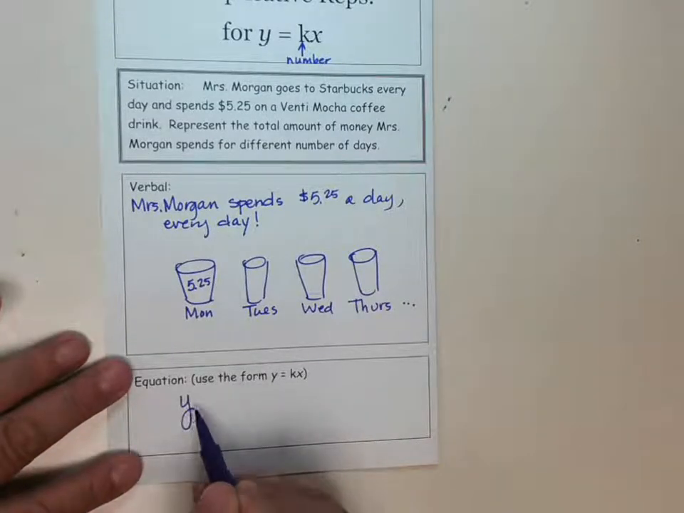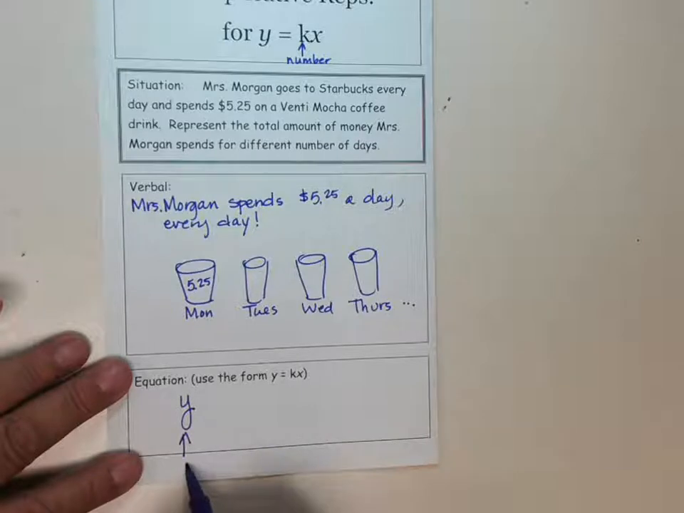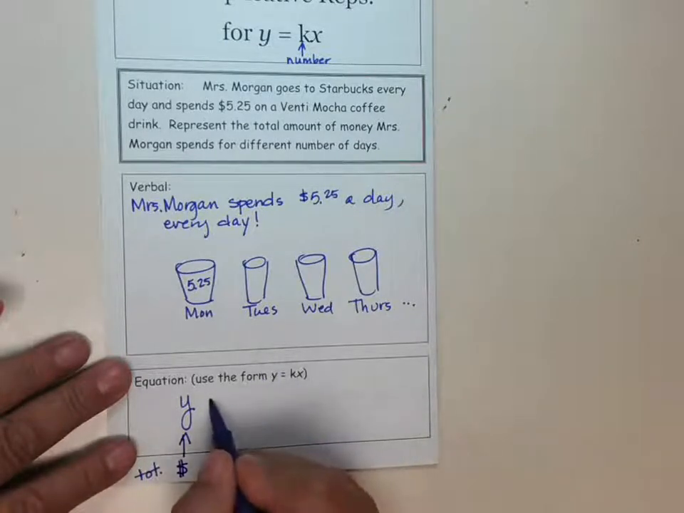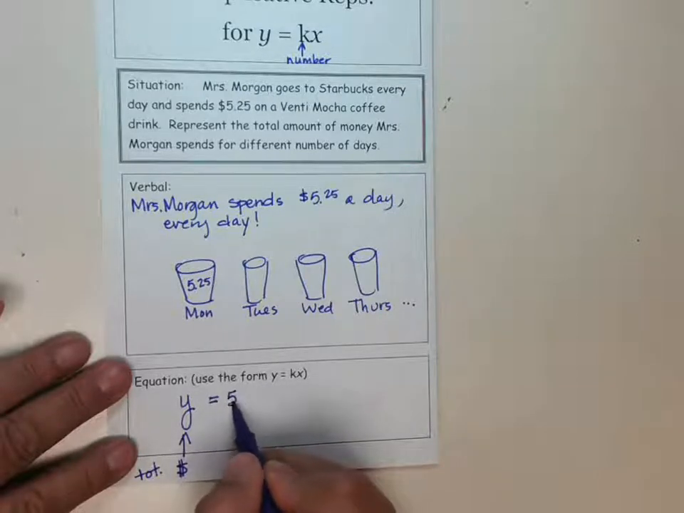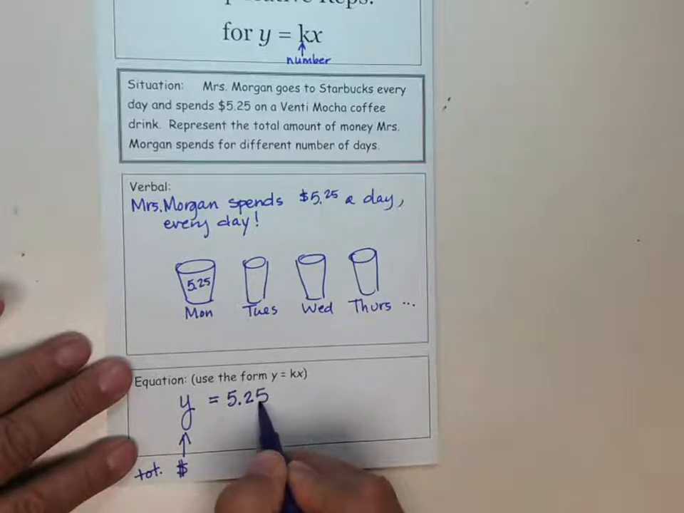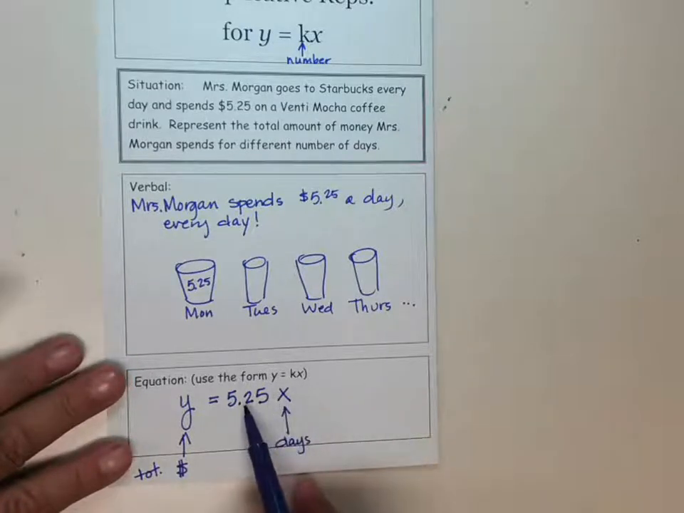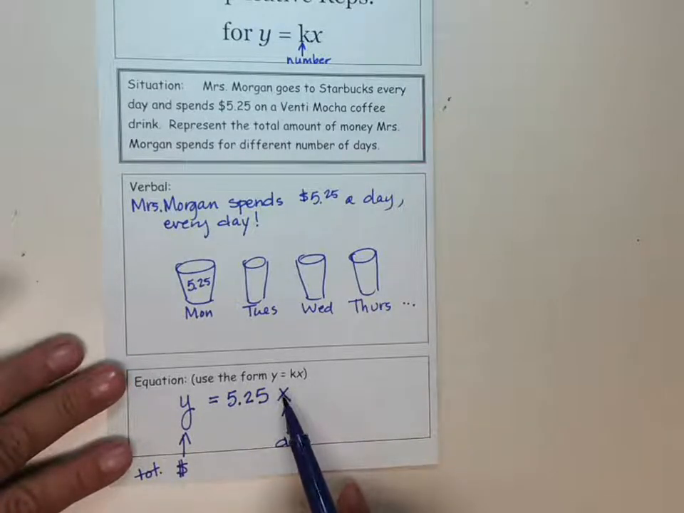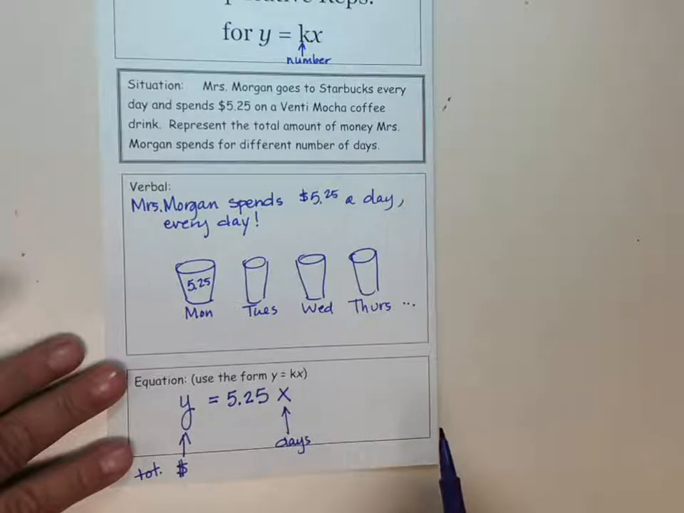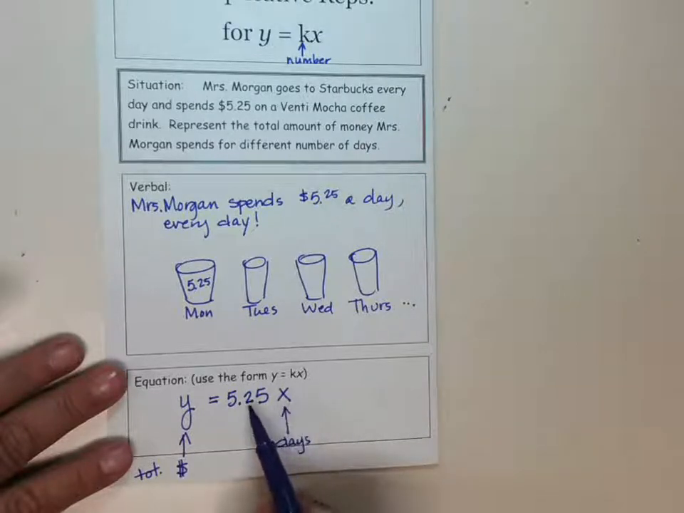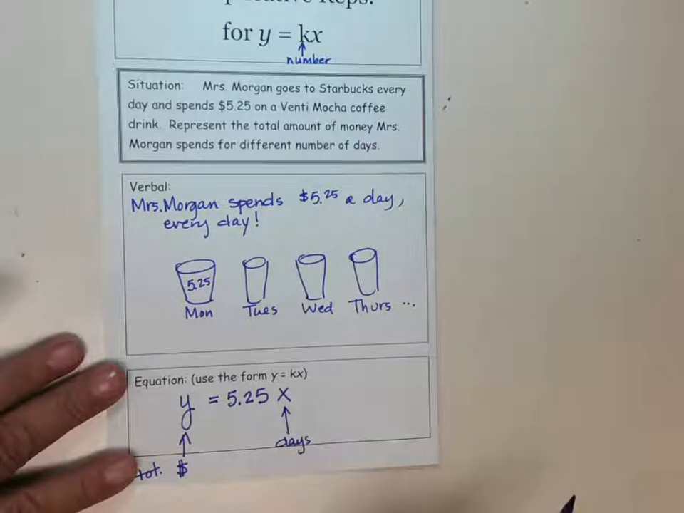Okay, the amount of money I would spend, this is the total money that I would spend, would equal $5.25 times the number of days. So this X represents the days that I go. So if I go 1 day, it's $5.25. If I go 2 days, that's 2 times $5.25, which is $10.50. If I go 10 days, it's $52.50. Okay, so the Y is the total amount of money. The X is the amount of days we go.